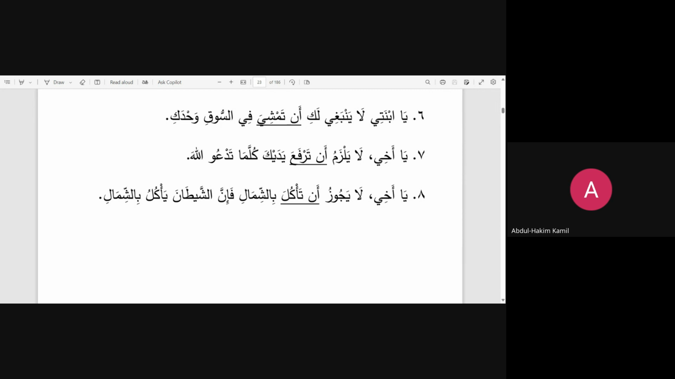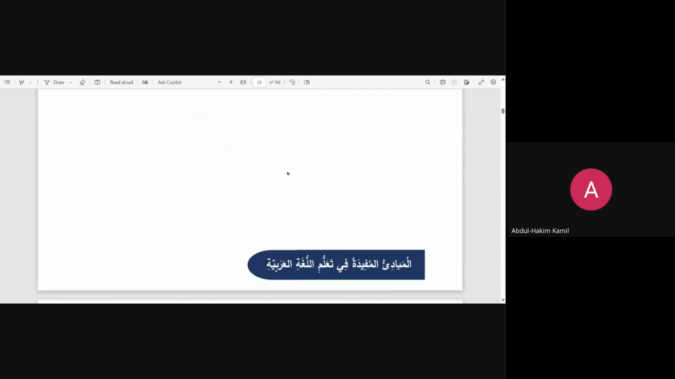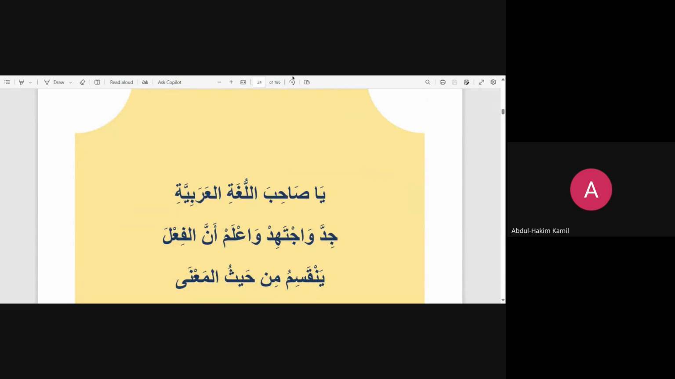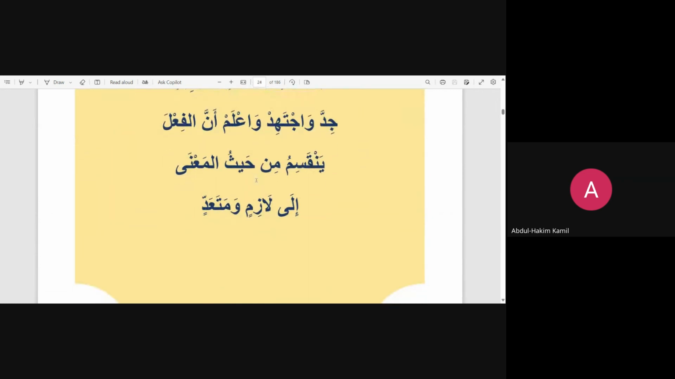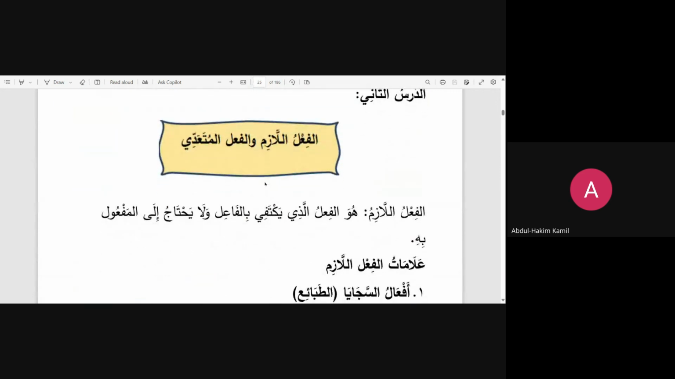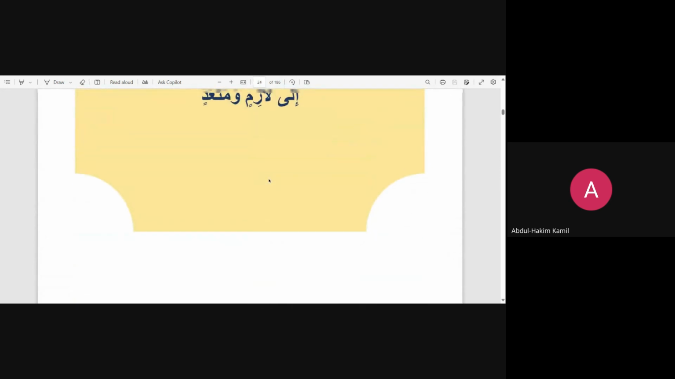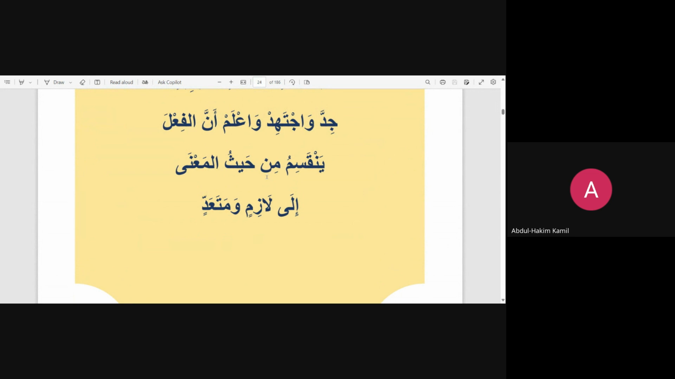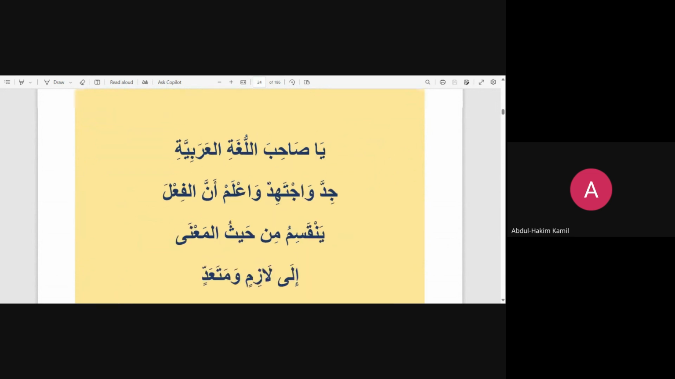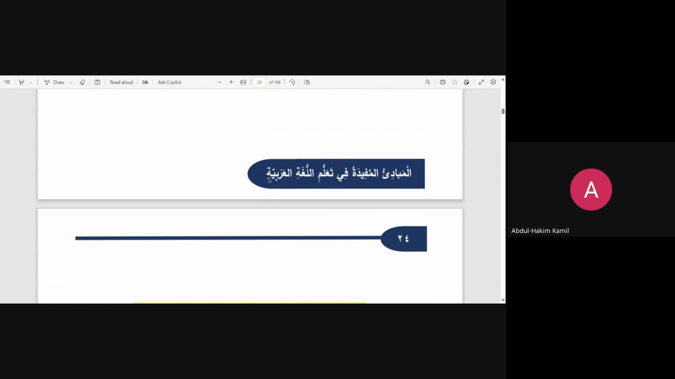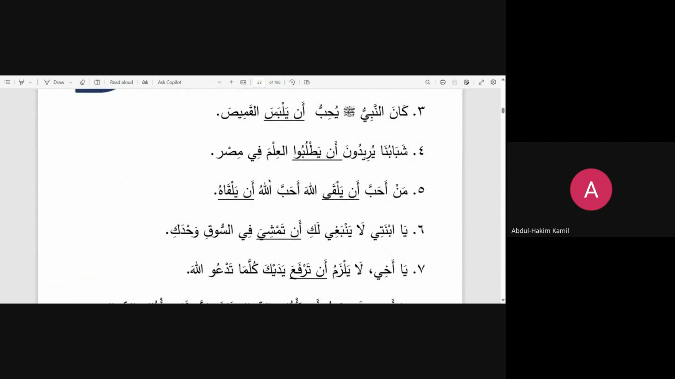لا يجوز الأكل بالشمال. We have finished lesson number 1. We have finished it. Tomorrow it says lesson number 2. This lesson here, we're going to go into tomorrow. We just look at it tomorrow. We already went over the time limit. But we have finished lesson number 1.